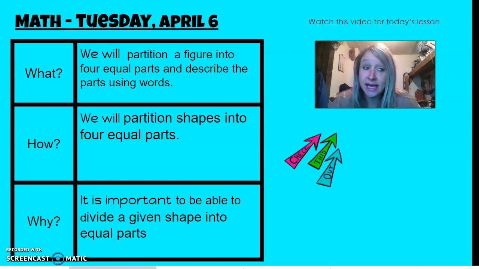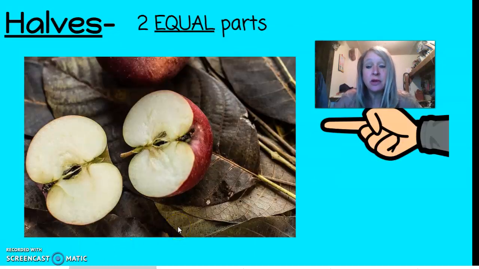So, today we will partition a figure into 4 equal parts and describe the parts using words. How will we do this? We will partition shapes into 4 equal parts. Why? It is important to be able to divide a shape into equal parts. Let's go. Remember our vocabulary words.